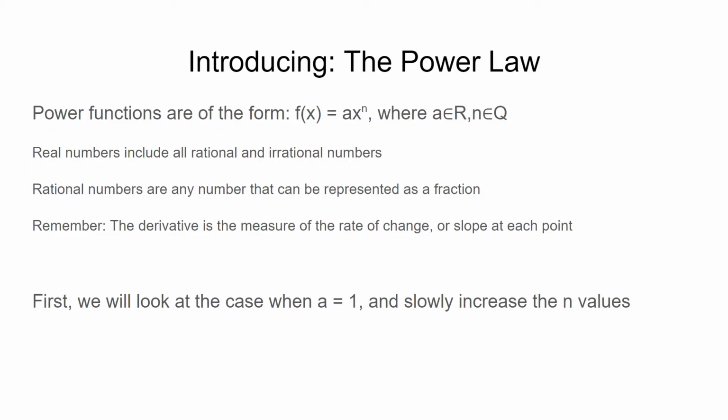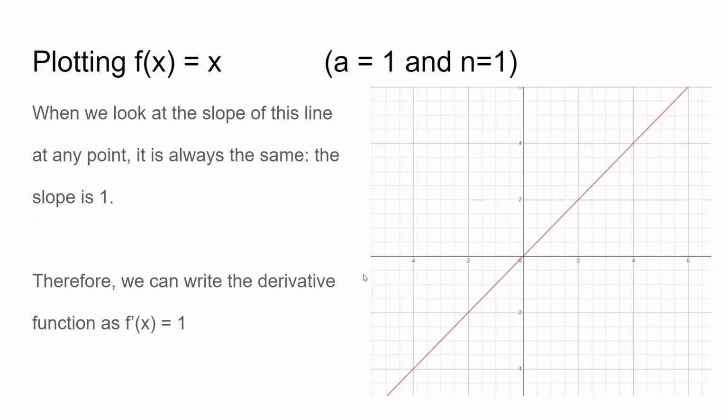at each point. So first we'll look at the case when a equals 1 and slowly increase the n values. So for a equals 1 and n equals 1, you'll be graphing f of x equals x, and when we look at the slope of this line at any point, it is always the same, meaning the slope is 1, and therefore we can write the derivative function as f prime of x equals 1.